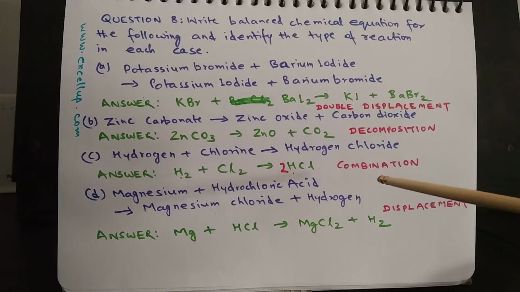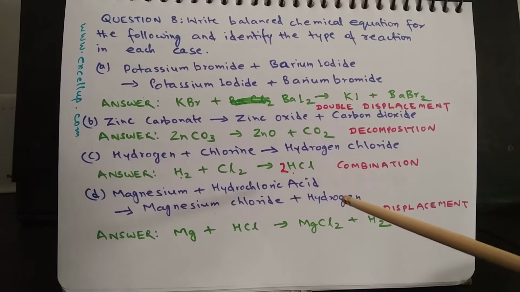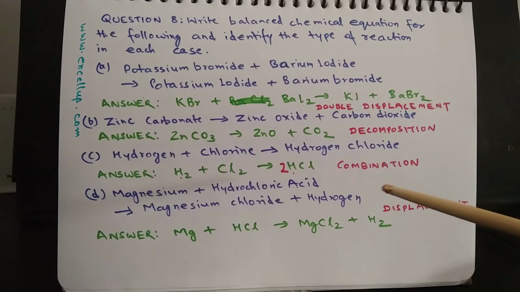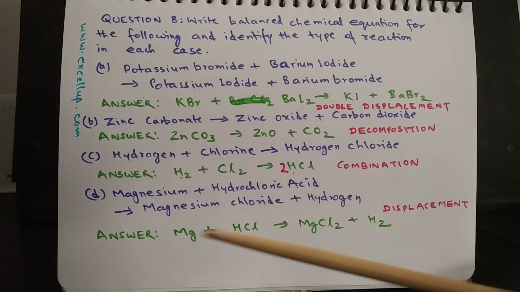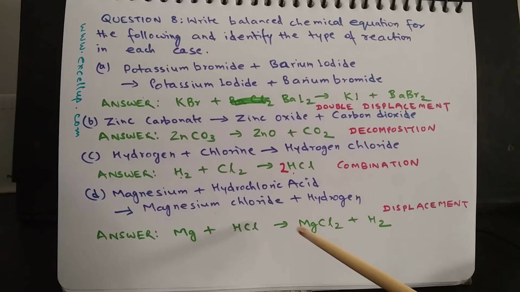Next question is magnesium plus hydrochloric acid gives magnesium chloride plus hydrogen. Answer is Mg plus HCl gives MgCl2 plus H2. So what is happening? Magnesium is displacing hydrogen from hydrochloric acid. So this is a single displacement reaction.